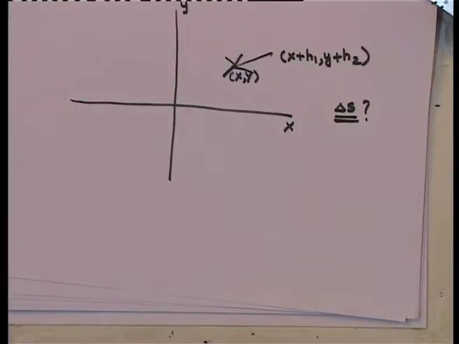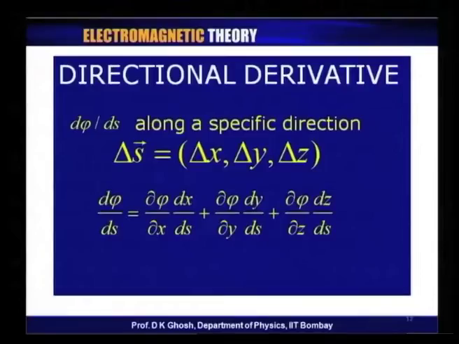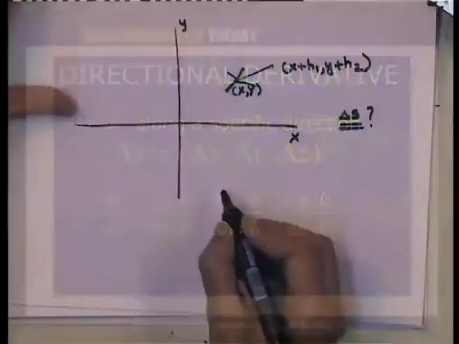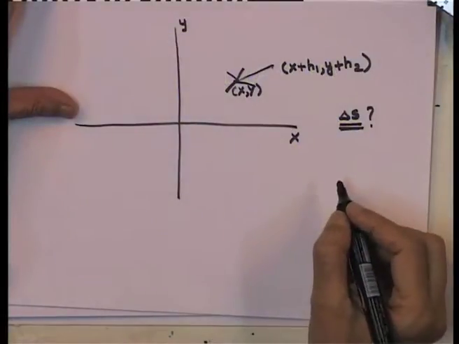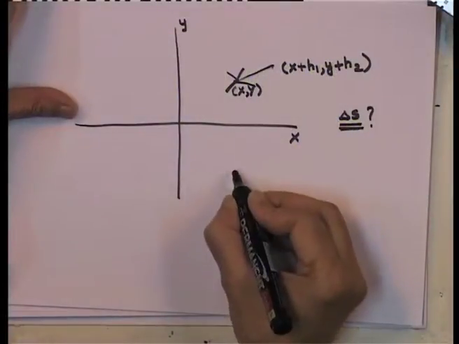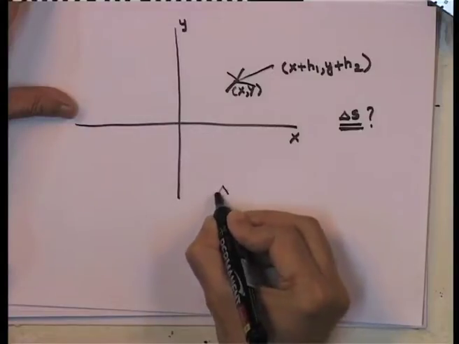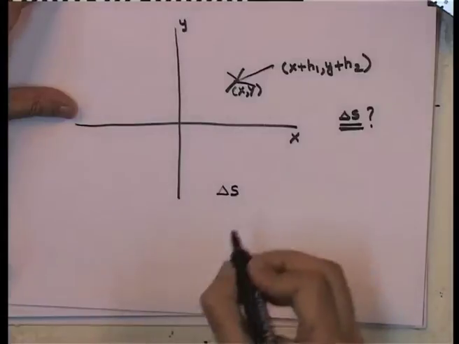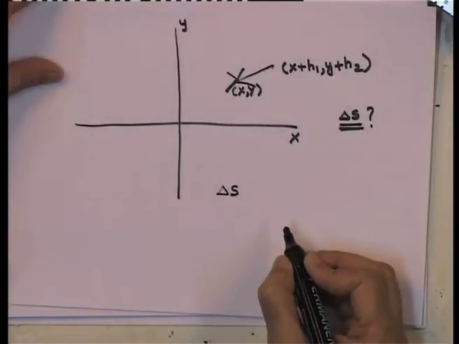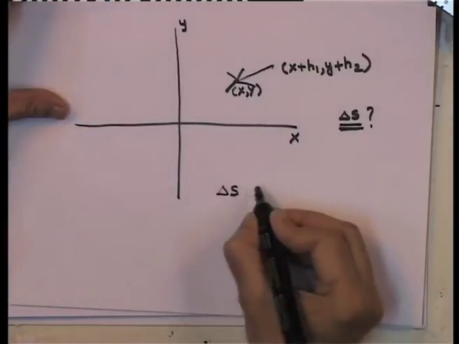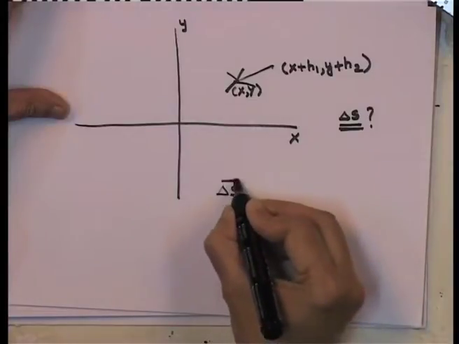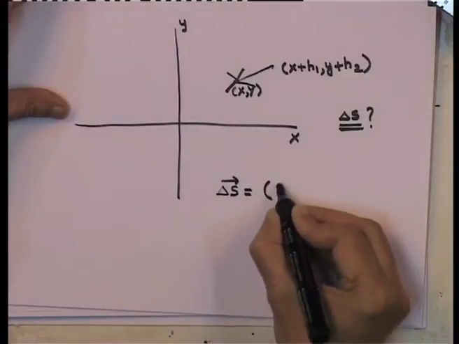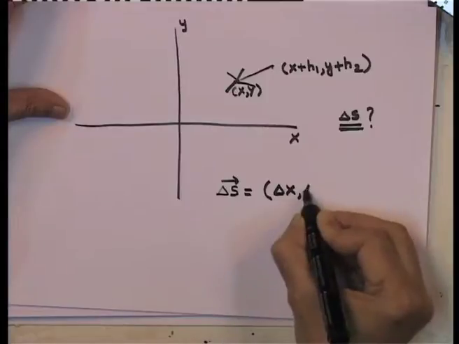And we introduce what is known as the directional derivative. So, what happens is this: I am asking that suppose you move by an amount delta s along a specific direction, which we will represent by delta x, delta y, delta z.